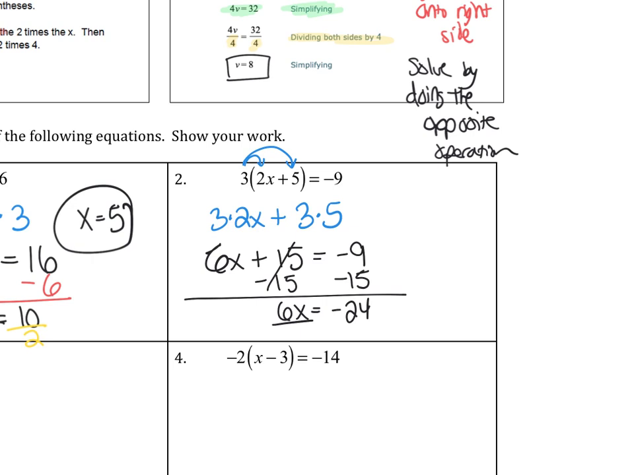And then you're going to divide both sides by 6 because the variable is being multiplied. So we're going to do the opposite. We're going to divide. And negative 24 divided by 6 is negative 4.